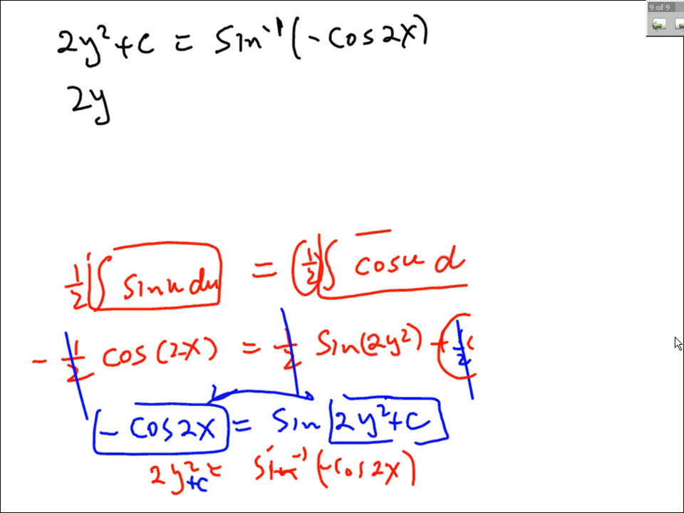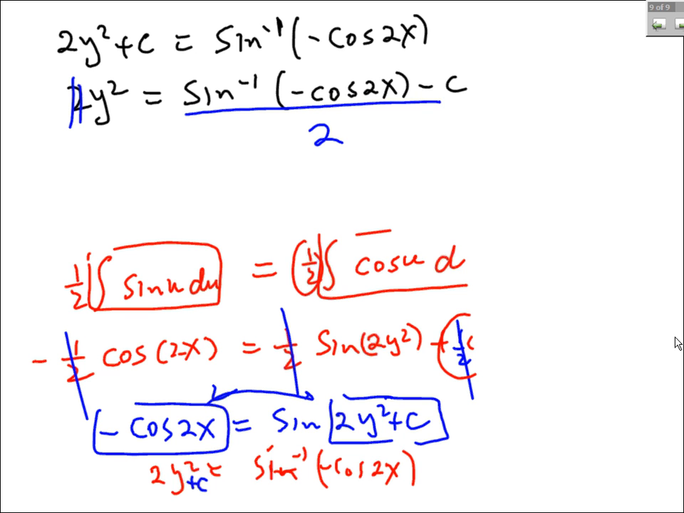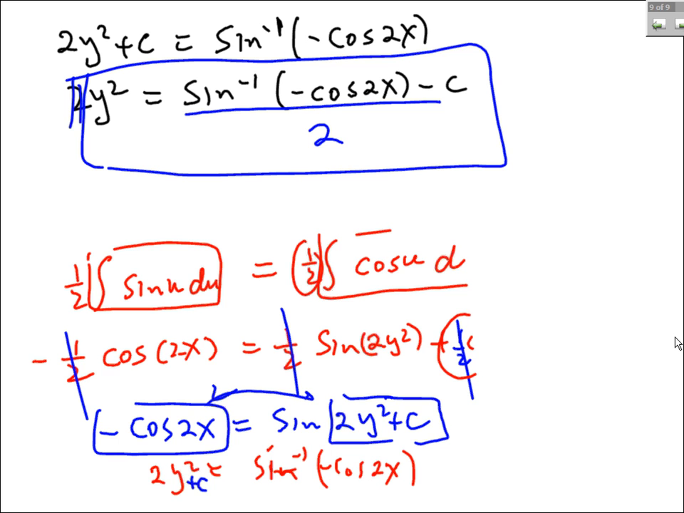Taking away c from both sides, I get that. Dividing both sides by 2, I get that. Why don't we just leave it like that? y squared equals that. Absolutely correct. It's very messy.